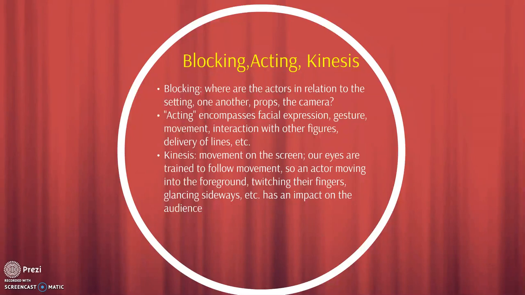So the movement of actors on the screen, where they are placed in relation to each other, the setting, the props, and the camera, and how they express their emotions, how they deliver their words, are all very important and finely wrought details of how a film is put together and how the mise en scène affects the audience. So related to the questions I've been asking, what does a specific acting style, what does a specific blocking style, and what does kinetic motion tell us about a character, tell us about a story? So these are questions to keep thinking about.